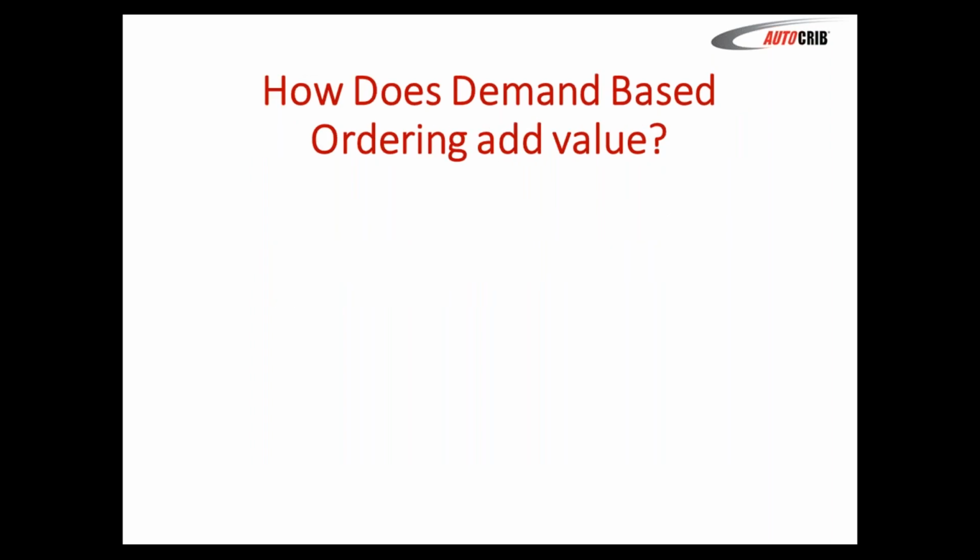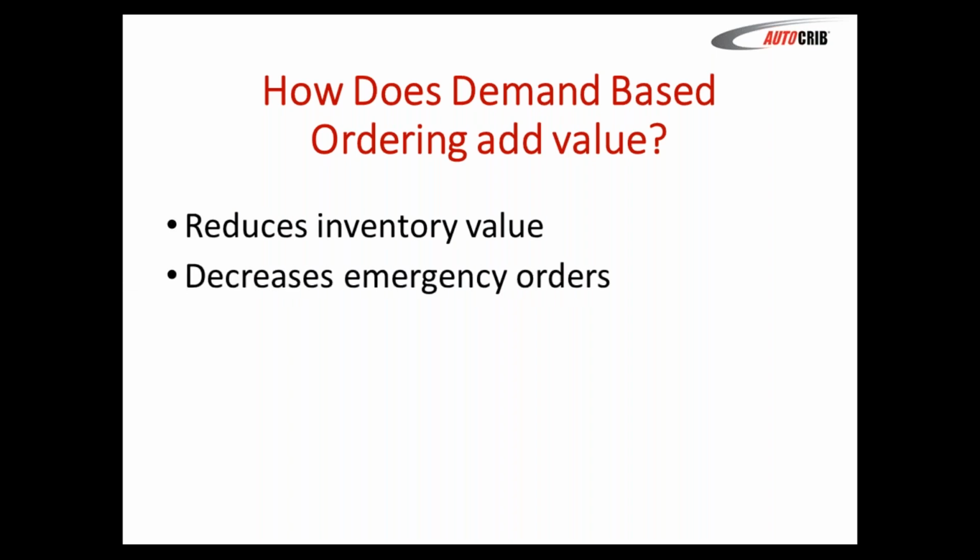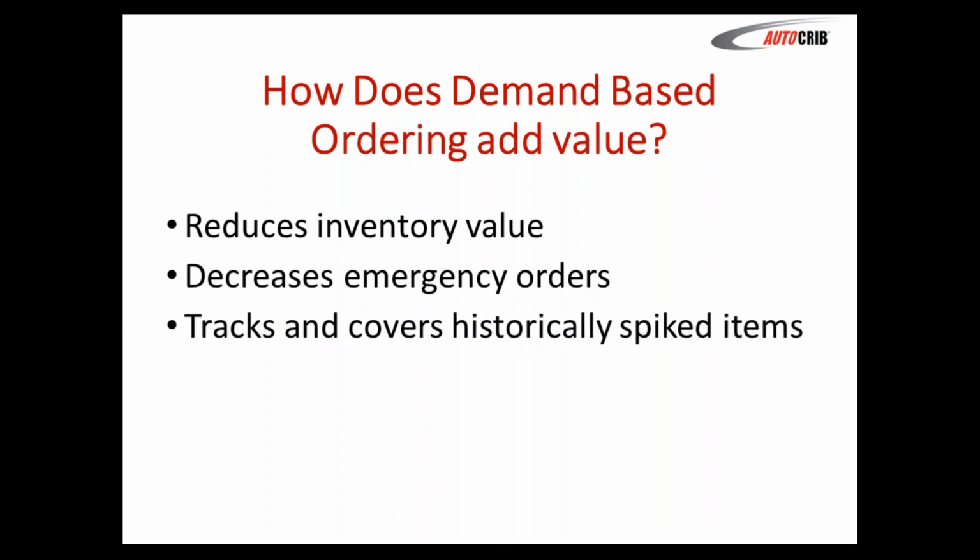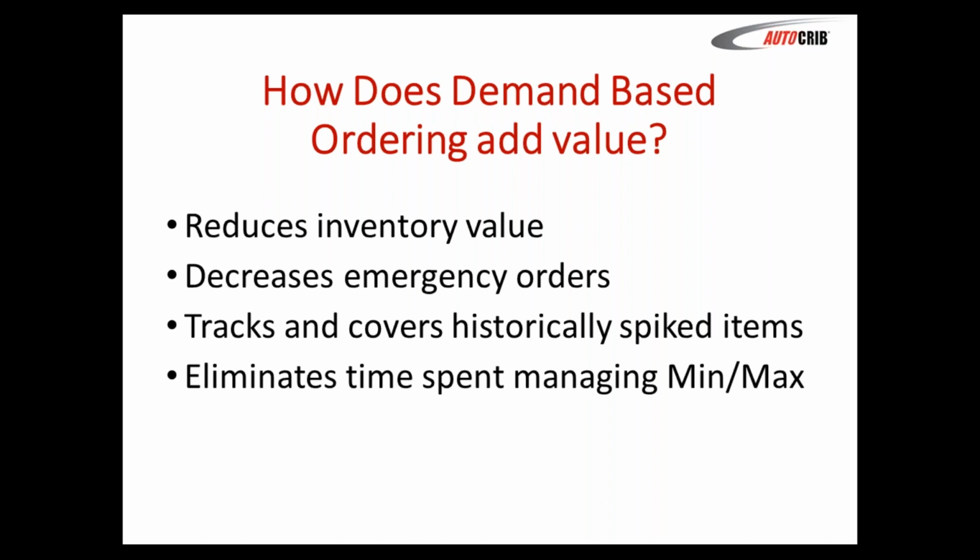Demand-based ordering adds value by dramatically reducing inventory value in most cases. It reduces inefficient purchasing and requires fewer emergency orders. It covers spikes and ensures service levels. The system tracks and covers historically spiked items. It also reduces time spent managing min and max. With demand-based ordering, the historical usage is analyzed to produce a new reorder point and reorder quantity on a daily basis.